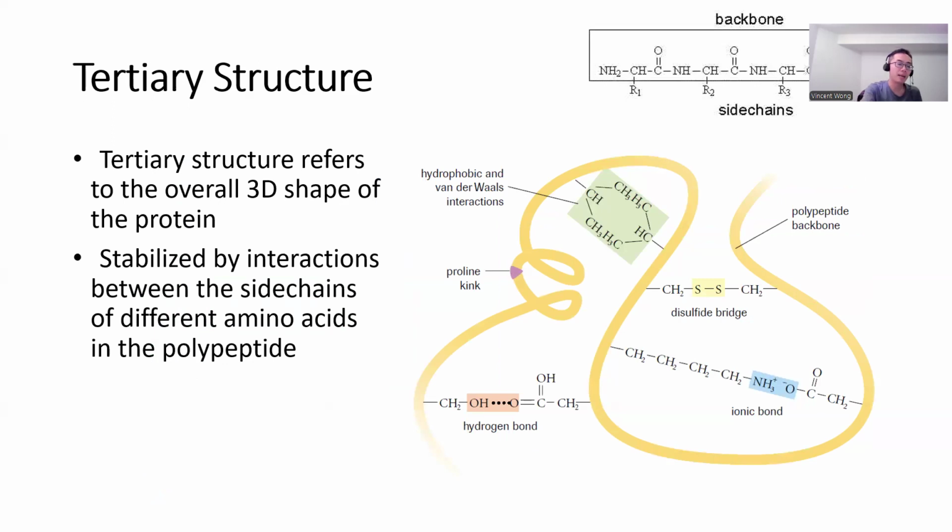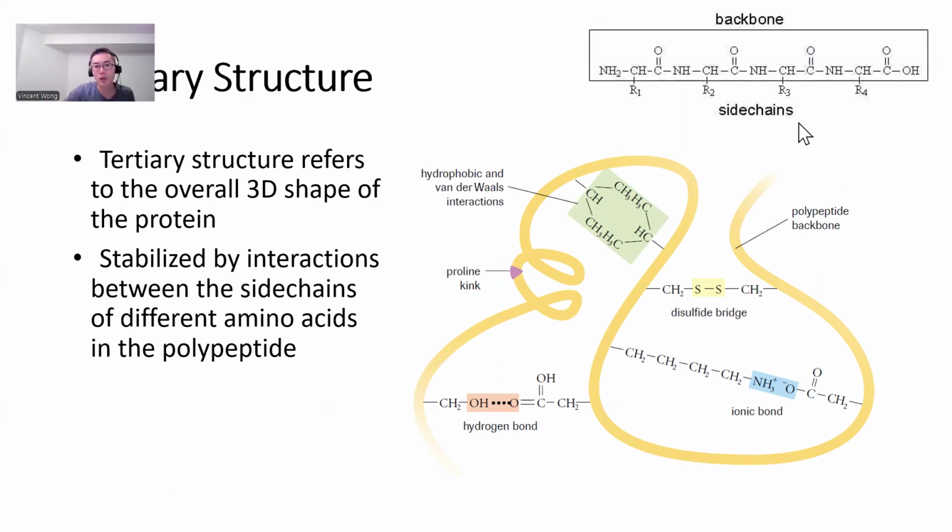All right, so we have primary, we have secondary. Now we have to move on to tertiary. I want to show you this picture here on the top right. It shows what it looks like when you connect multiple amino acids together. I tried to draw it for you earlier, but let's take a closer look. That's one amino acid, that's another, that's a third one, and that's a fourth one right here.